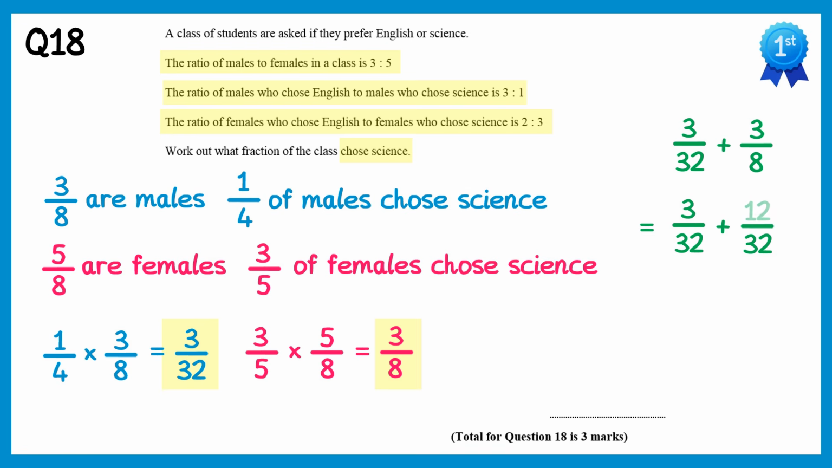3 times 4, which is 12. You can then add numerators, 3 add 12 gives you 15, so the answer to the question is 15 over 32.